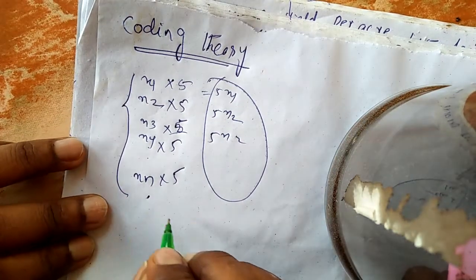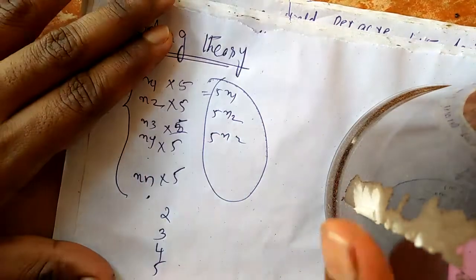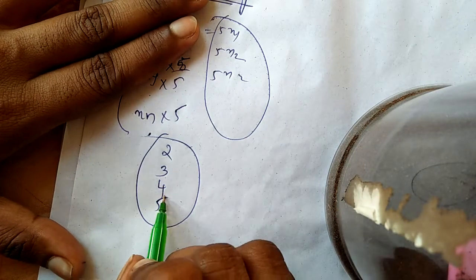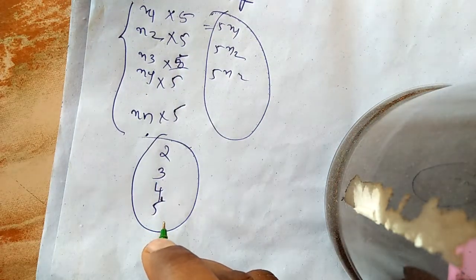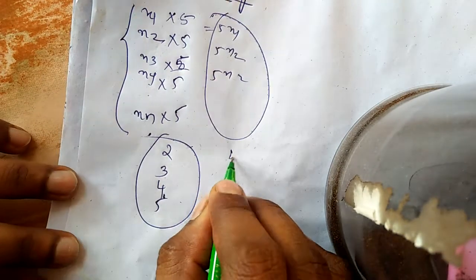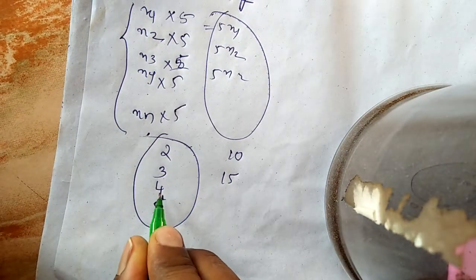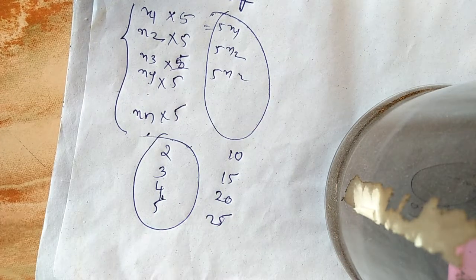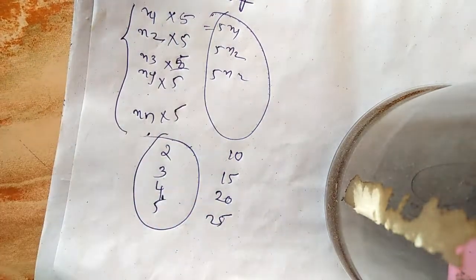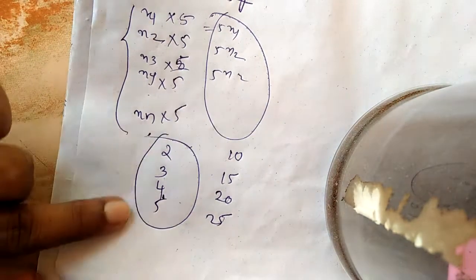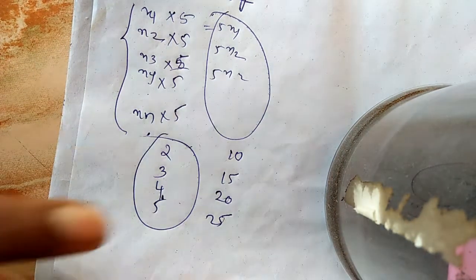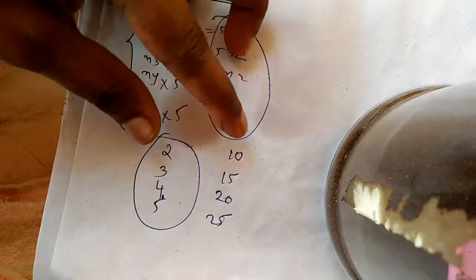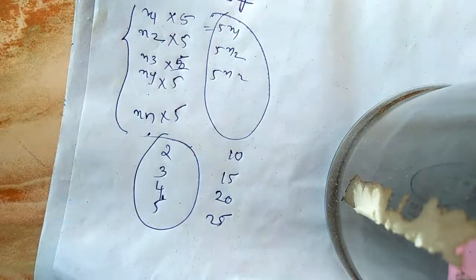Similarly, you have 2, 3, 4, 5. You have 4 observations, and you can multiply these 4 observations by a common number 5. You get 10, 15, 20, 25. So instead of 2, 3, 4, 5, you use 10, 15, 20, 25 for finding the F ratio. The F ratio doesn't change.